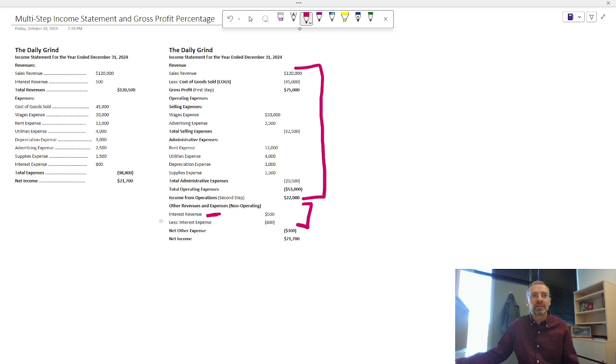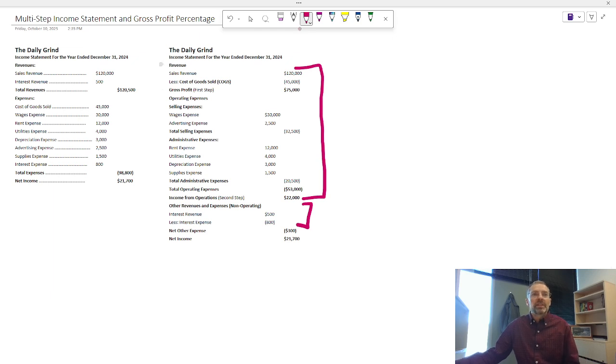So we're going to put it here under non-operating. Same with interest expense. That just kind of goes with the interest revenue. This is the interest expense on loans. That also goes in the non-operating section. All right, so all of that non-operating stuff is just going to be put here in a section at the bottom.